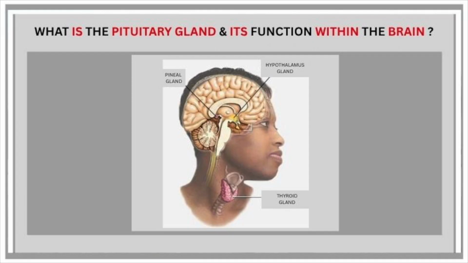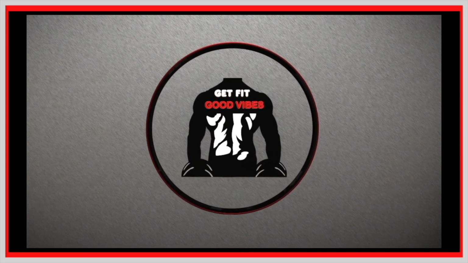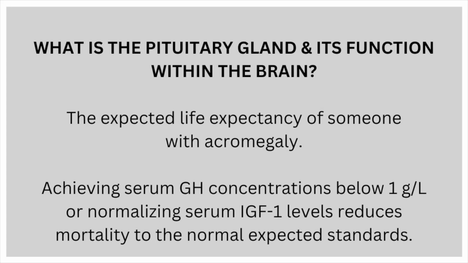The purpose of IGF-1. Produced by the liver in response to growth hormone, it controls cell growth and tissue development. The expected life expectancy of someone with acromegaly. Life expectancy is similar to that of the general population when acromegaly is noticed, then dealt with from early out and treated effectively. Achieving serum growth hormone concentrations below 1 GL or normalizing serum IGF-1 levels reduces mortality to the normal expected standards.